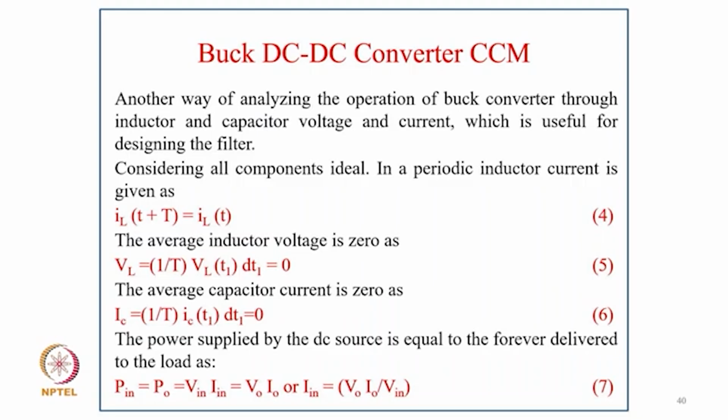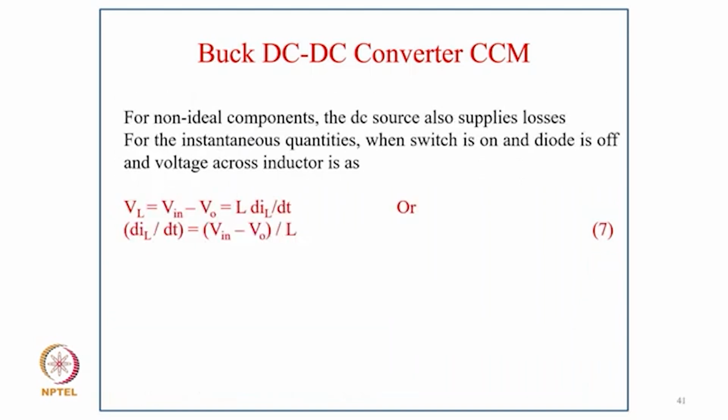So power supplied by the DC source is equal to the power delivered to the load. So P in equal to P out equal to V in I in equal to VO IO, or I in equal to VO IO upon V in.